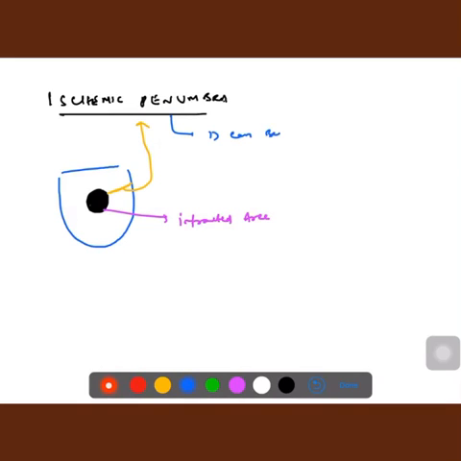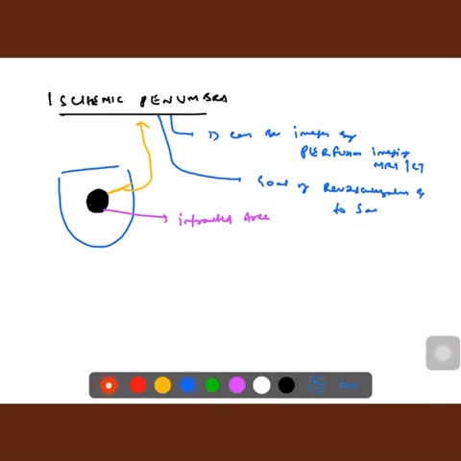So this ischemic penumbra can be imaged by perfusion scans, MRI perfusion or CT perfusion, and our goal of reperfusion therapy is to save this ischemic penumbra, because the central part is already infarcted, so we can't do anything. So saving the ischemic penumbra is our goal.